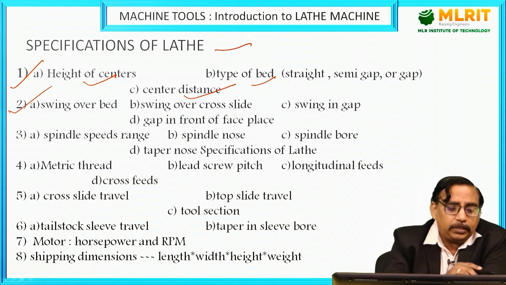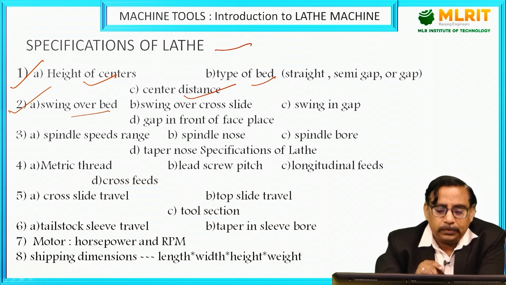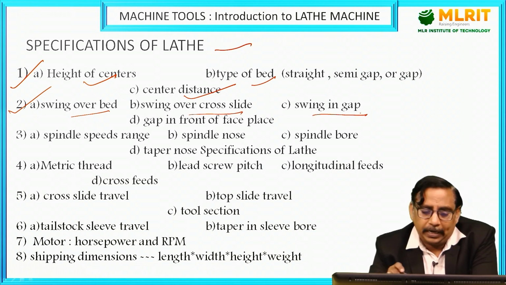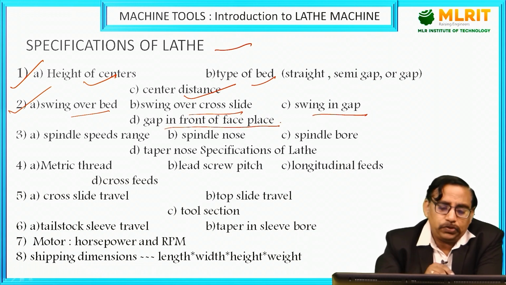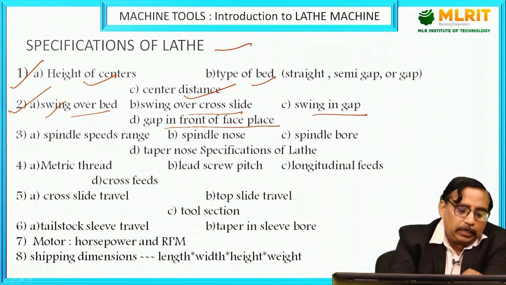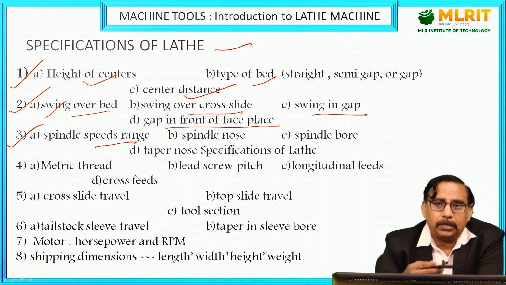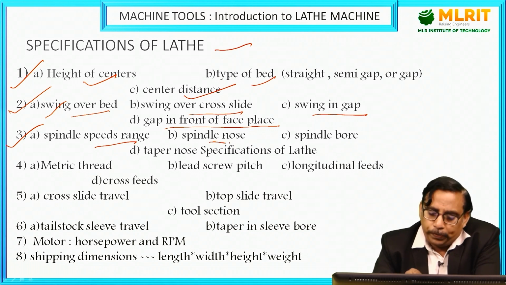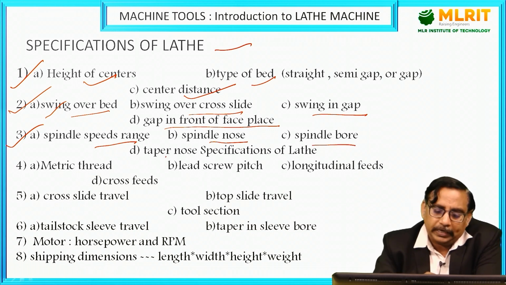Then the second point is swing over the bed, swing over the cross slide, swing in the gap, gap in front of the face bed. This swing comes because we are using cylindrical type of workpieces. Third is spindle speed range, that is power ranges, spindle nose, spindle bore, taper nose.